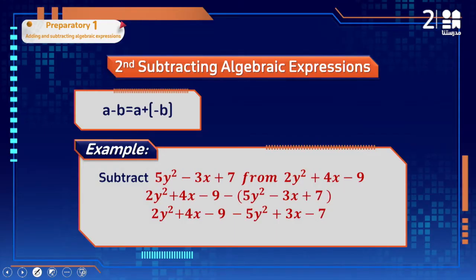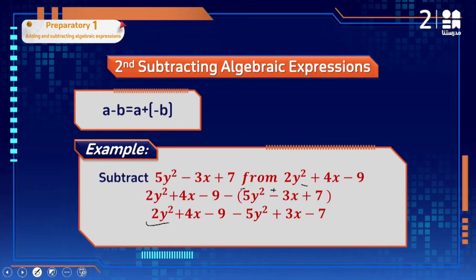The first one becomes negative 5. The second one becomes positive 3x. The third one is negative 7. And as you can see, it's written like that: 2y squared plus 4x minus 9 minus 5y squared plus 3x minus 7.